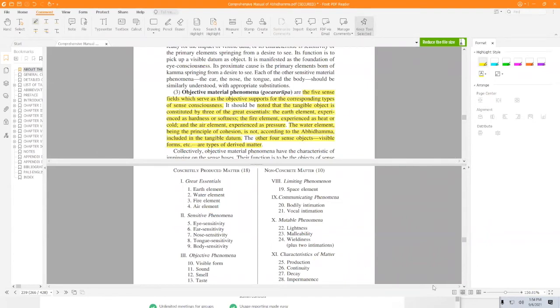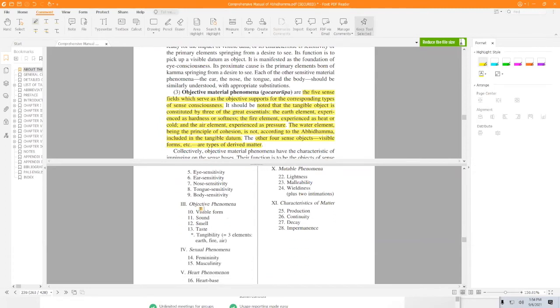Okay, then we have the objective phenomena, or simply the objects, the sensory objects. So these are the 5 sense fields that serve as the objects of the corresponding types of sense consciousness. And of the 5 sense objects, 4 of them are considered types of derived or secondary matter: visible form, sound, odor, and taste.